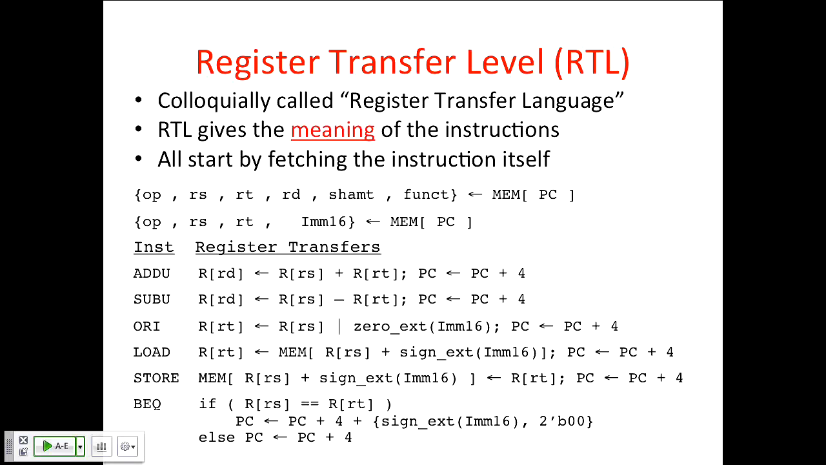If the condition is not met, the else condition is just to increment the PC by 4. The branch wasn't taken. This is just pseudocode for what each instruction does.